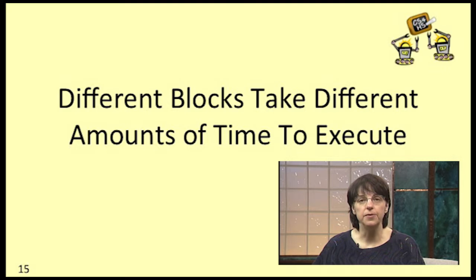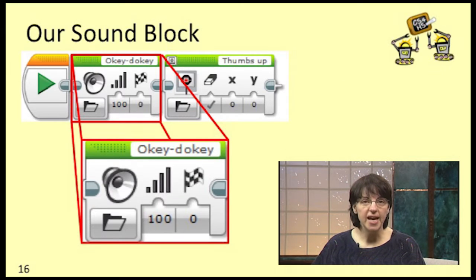Different blocks take different amounts of time to execute. Let's look at the two types of blocks that we used in our program. When you play a sound, the default behavior, that is the standard behavior, is for the EV3 to wait until the sound is finished playing before moving on to the next block.